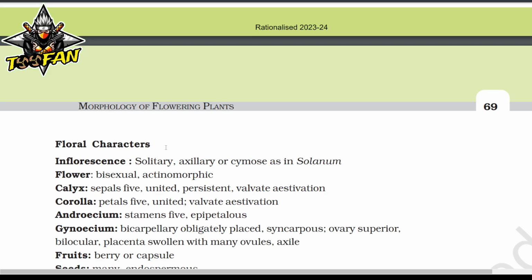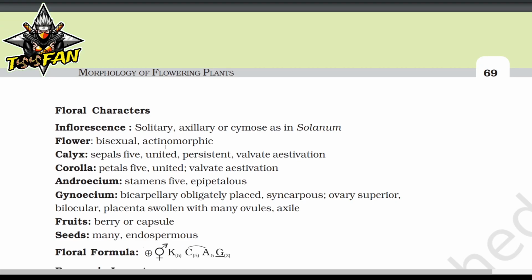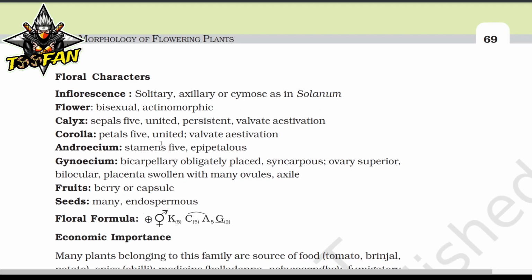Flower bisexual, actinomorphic. Calyx sepals 5, united, persistent, valvate aestivation. Corolla petals 5, united, valvate aestivation. Androecium stamens 5, epipetalous. Gynoecium bicarpellary, obliquely placed, syncarpous, ovary superior, bilocular, placenta swollen with many ovules. Fruits berry or capsule. Seeds many, endospermous. Floral formula given here.